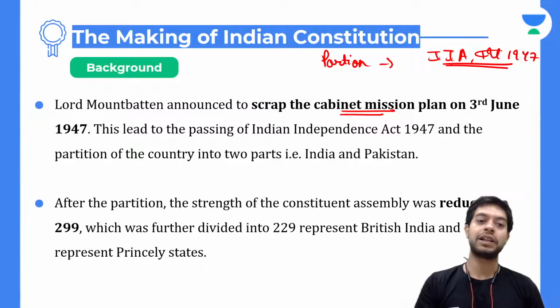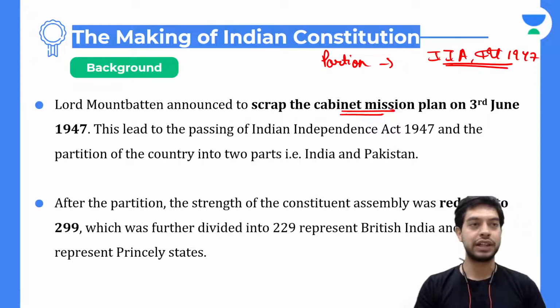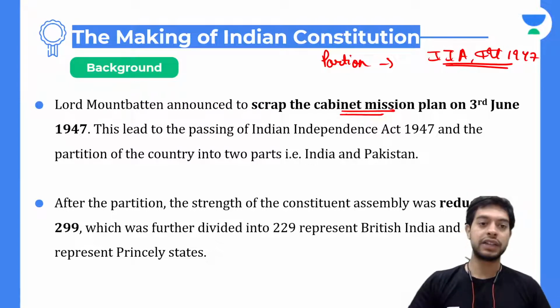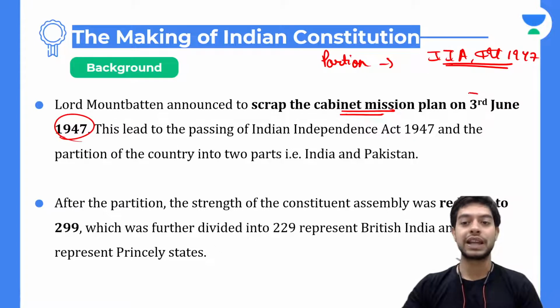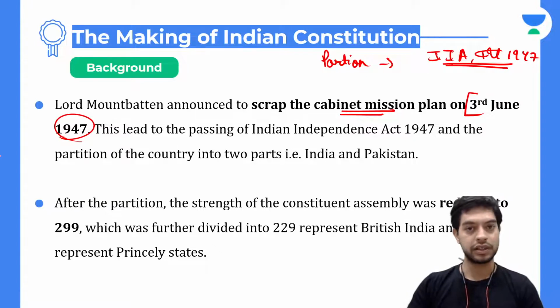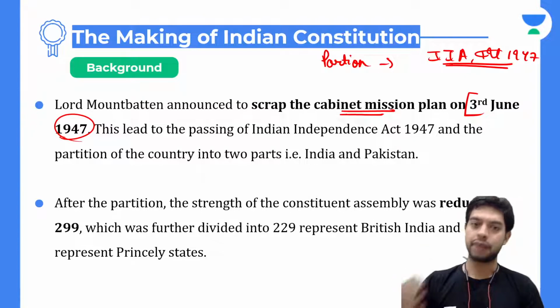But what happened due to the partition riots? Britishers said that now we are not going to stay in India, we are going away and we are just giving you independence. Now after this, you stay in dominion status and make your constitution yourself. And that's why in 1947 the Cabinet Mission Plan was finally scrapped on 3rd June 1947 due to the partition riots. Britishers decided that now we will not protect India and Indian leaders. We are leaving them to their fate, and the Britishers finally decided to give us independence.